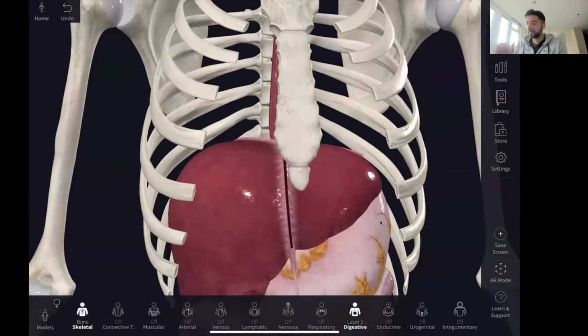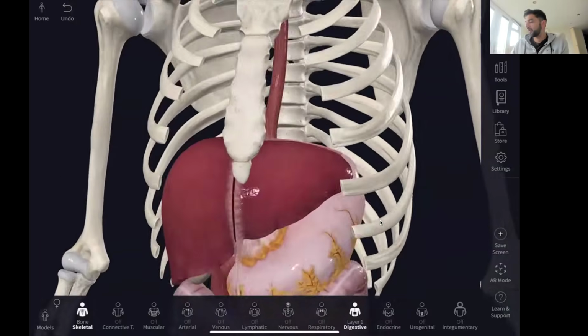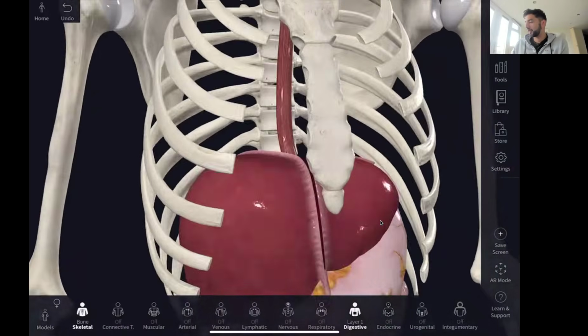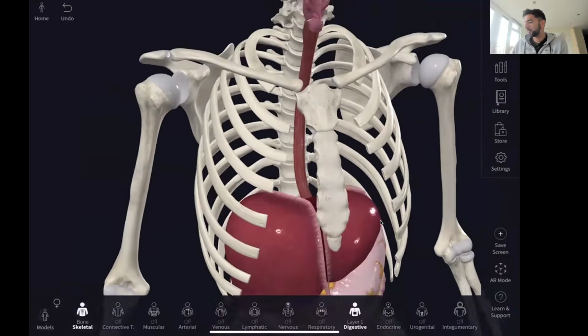For those of you asking what this is, this is an app called Complete Anatomy. You have to pay for it though, so it's not a free app, but it is available to everyone if you wanted it.